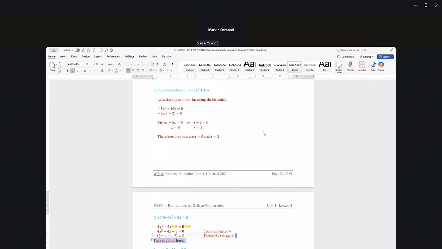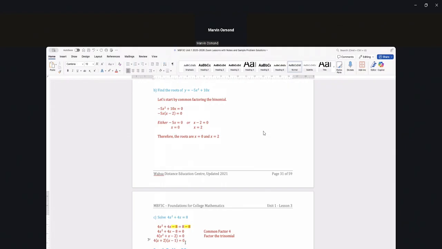So that's going to be 4 bracket x. Now again, the last number is negative, so that means that one of the numbers has to be positive and one has to be negative, and that's going to equal 0. So what two numbers will multiply to give me -2 and add together to give me +1? Well, one negative, one positive. The middle number is positive, so the bigger number's got to be positive. So that's going to be x plus 2, and then x minus 1.